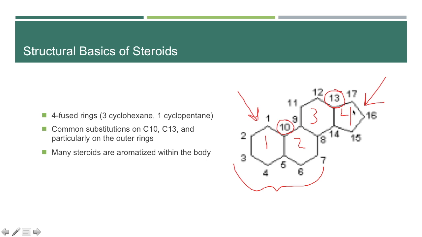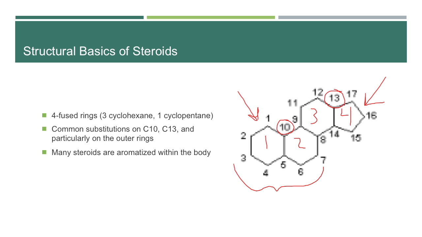The most common substitutions on these rings tend to be on carbon 10 and carbon 13, as circled here, and particularly on the outer rings, which are labeled with arrows. That's going to be due to steric hindrance. It's really hard to get substitutions on the middle rings because if something wants to attack or do a substitution reaction, it's difficult to get in around the hydrogens hanging off of these other rings, and sometimes the functional groups as well.